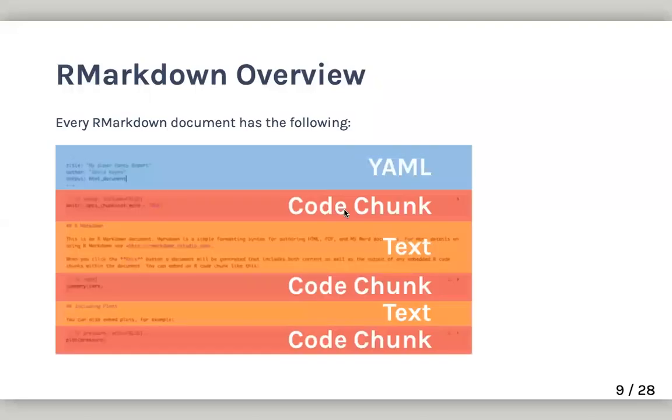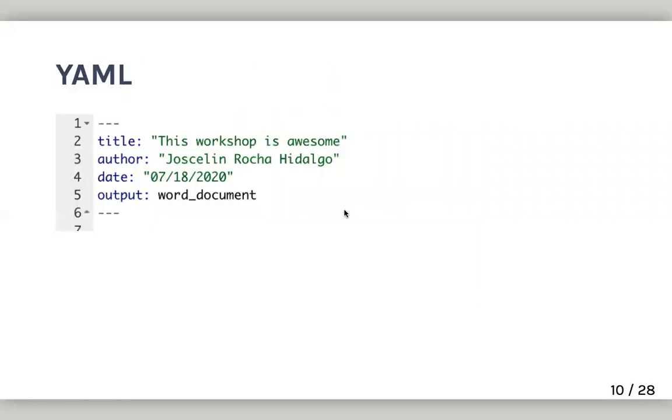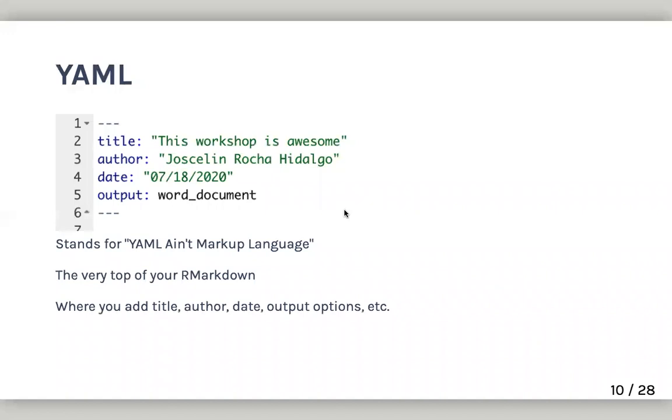So here's a general overview of RMarkdown. Every RMarkdown has the following sections. It has the YAML at the very top, and this is where it normally will have your title, the author name. You can put the date manually, or you can automate it. So every time you generate the report, it will give the date of the day that you're generating the report. You can also specify the output.